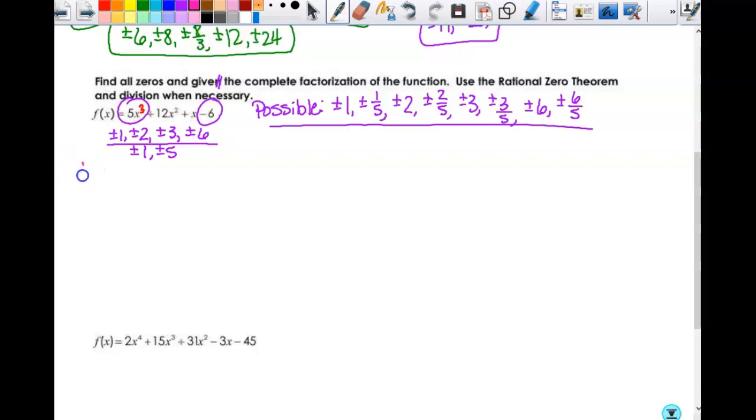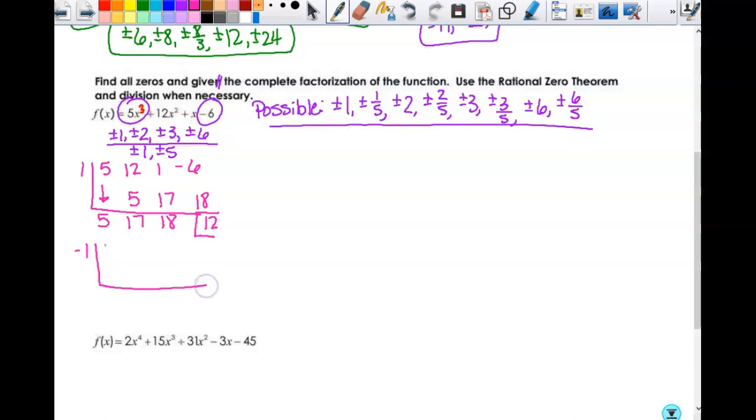So I'm going to start with 1. And my coefficients here are 5, 12, 1, and negative 6. So this is 5, and then 5, and then 17, 17, 18, 18, and 12, which tells me positive 1 does not work. So I move on to negative 1. Use 5, 12, 1, and negative 6. So I bring this down, and I get 5, negative 5, 7, negative 7, negative 6, positive 6, and 0.